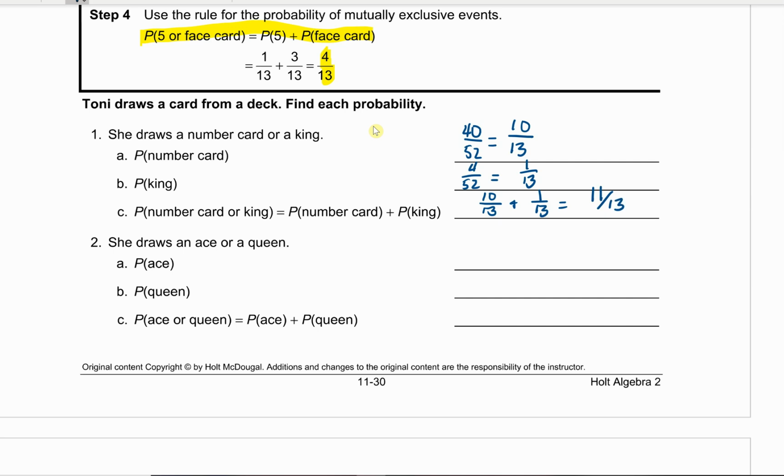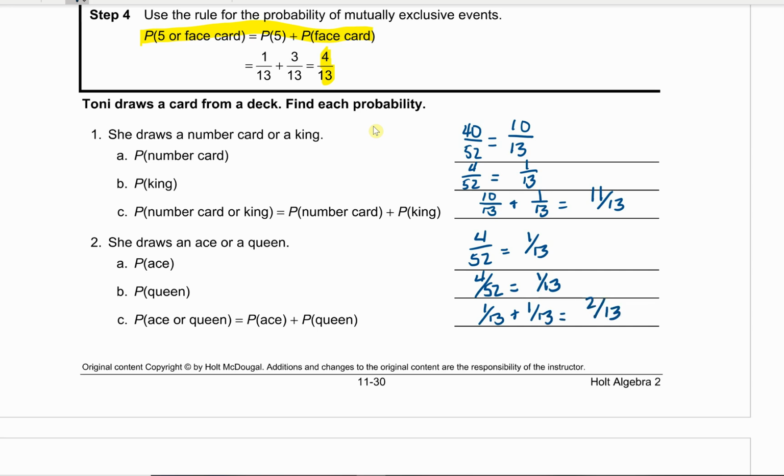All right. Probability of an ace or a queen. Okay, again, these are mutually exclusive because they can't be both. So the probability of an ace, again, 4 out of 52, which is 1/13. Queen, again, 4 out of 52, which is also 1/13. So the probability of an ace or a queen is going to be 1/13 plus 1/13, which is 2/13.